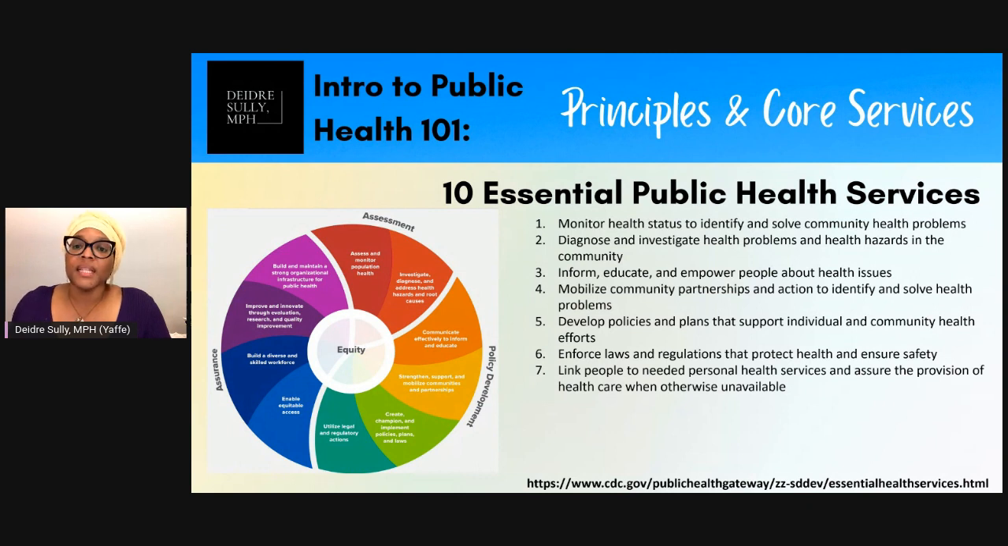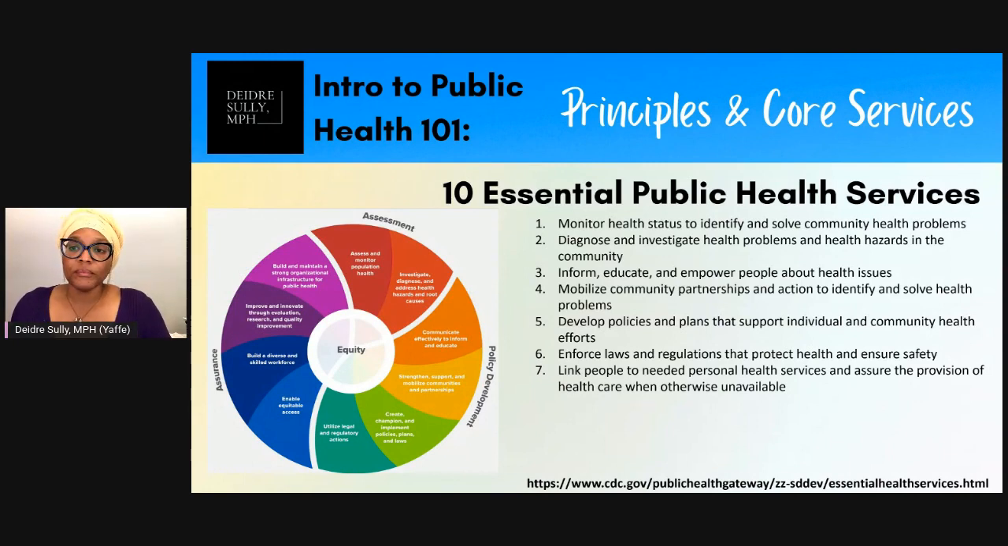Number 7, linking people to needed personal health services and assure the provision of health care when otherwise unavailable. Increasing access to local health services. So when you think of things like rural health, people are living in areas where they don't necessarily have access to the doctor at the whim. It's not like urban areas where there's mass transportation. There are things that we need in abundance many times. When you're in a rural area or a place where people are set further apart geographically, it's hard. So we have to make sure that there are pathways so that people can get the proper health care that they need.